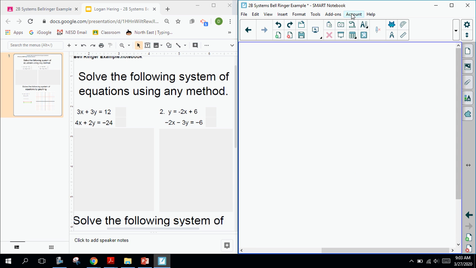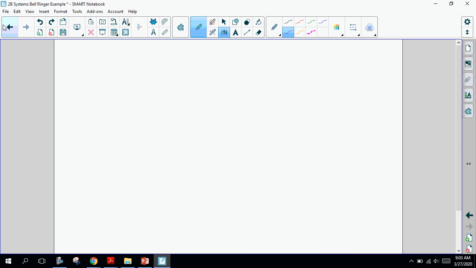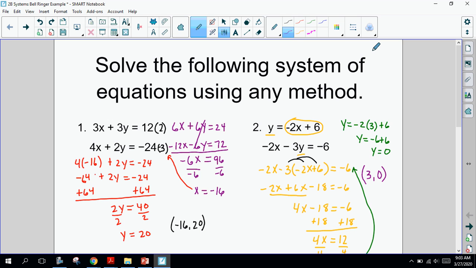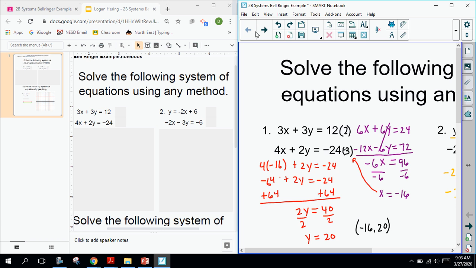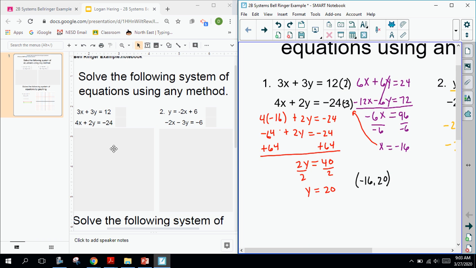And where did all my work go there? Oh, I moved to a different page. So here we go. We'll try that again. There we go. All right, so this first problem here, I'm in Google Classroom. The first thing that we did is we multiplied this top equation times 2. Maybe even put it in parentheses. Maybe not. Just put 2 there. I'm going to multiply through in this equation by a -3.